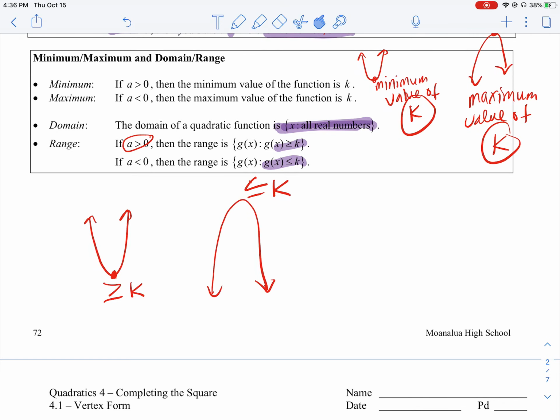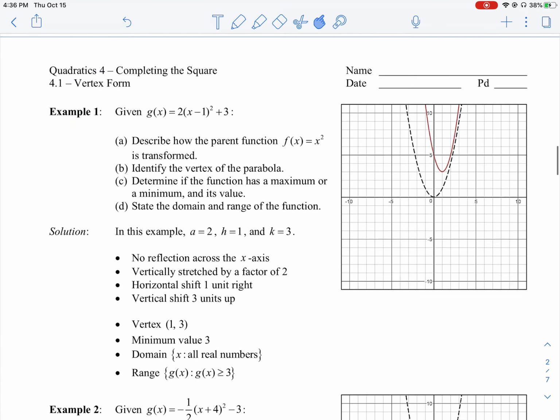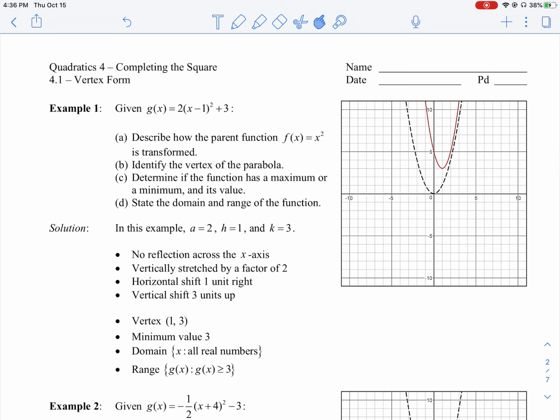Okay, moving on. Let's try an example. And I know it's a lot of information. Should I memorize all of this? For now, you don't have to memorize all of this. You just need to familiarize yourself with when to say stretch versus shrunk, when to say horizontal shift, vertical shift, and so on.